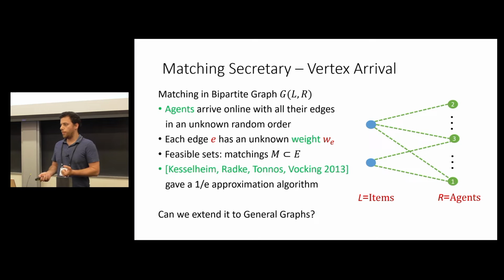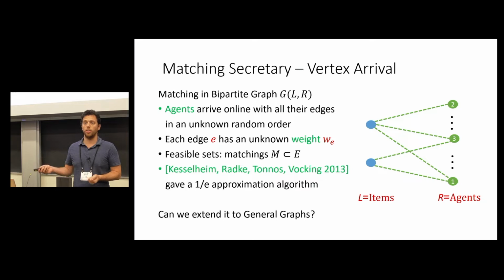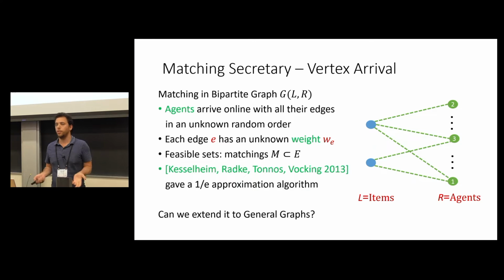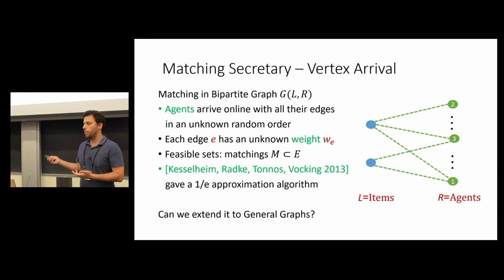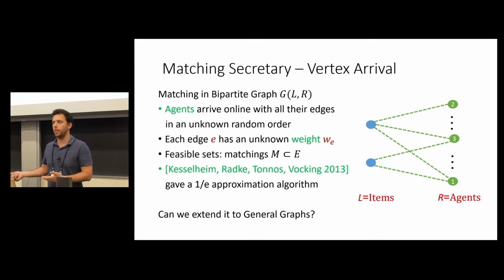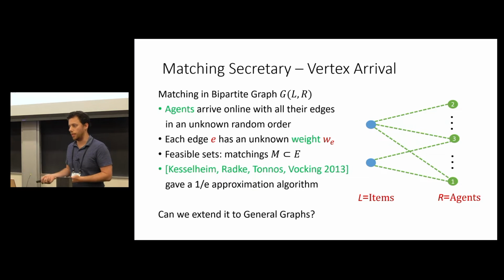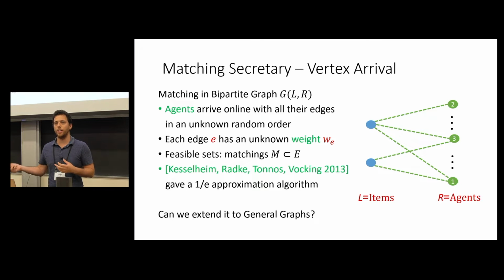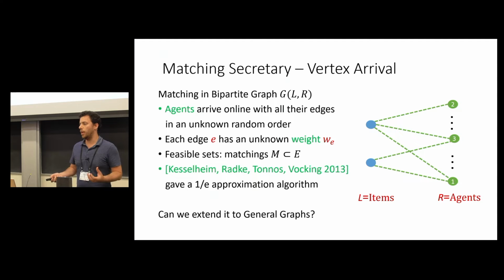Kesselheim et al. showed that it is possible to achieve the same guarantee as the secretary problem, 1/e. And of course, we cannot do anything better because the classical example of the secretary problem also holds for this setting. The question that we're trying to think of is what happens if both agents and items arrive online.